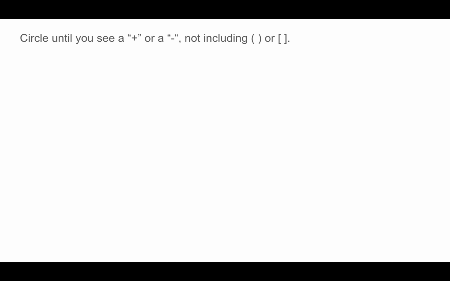Okay, so again, we're going to circle until we see a plus or a minus, but we're not going to include parentheses or brackets for our pluses and minuses. And then we're going to solve each circle one step per line. Now, if this sounds a little confusing, it probably is, but just bear with me. Once we start doing a couple of them, it will make sense.